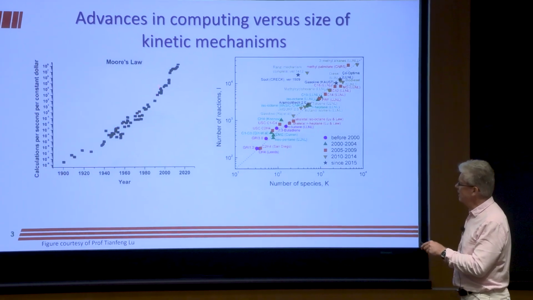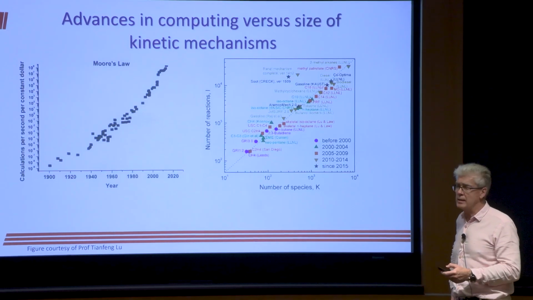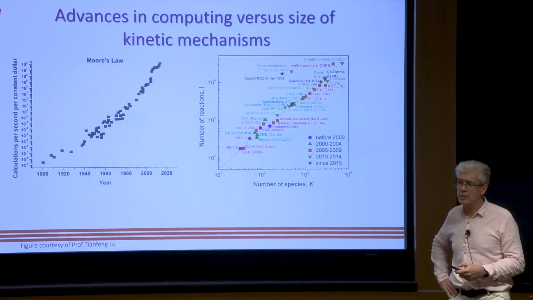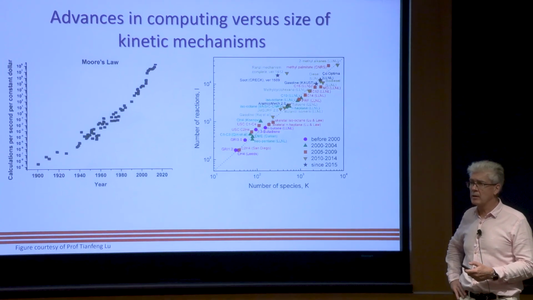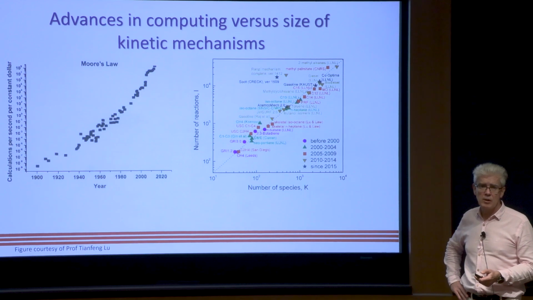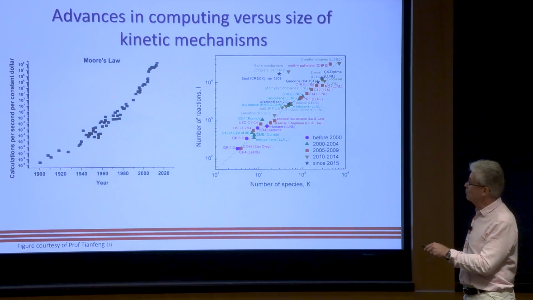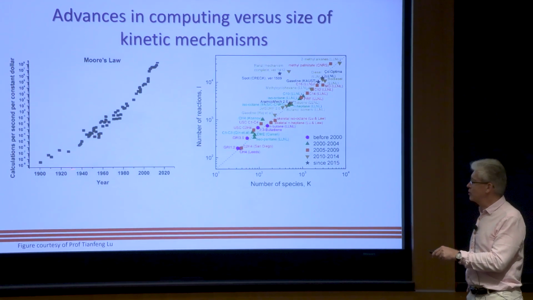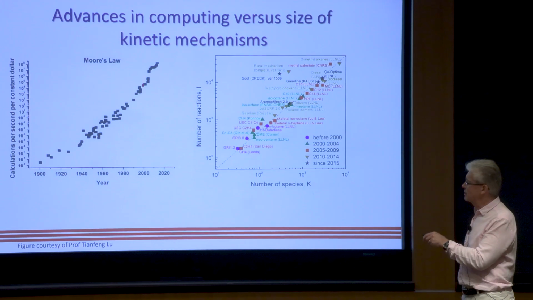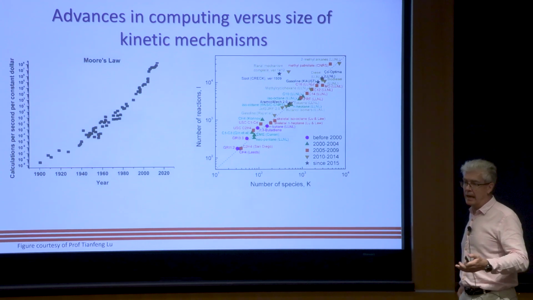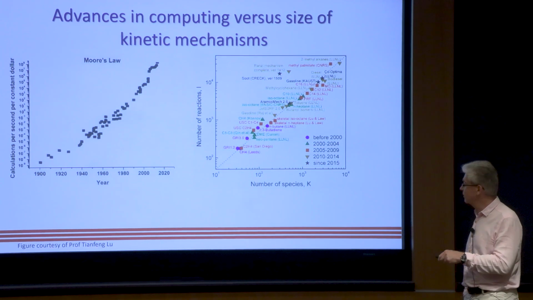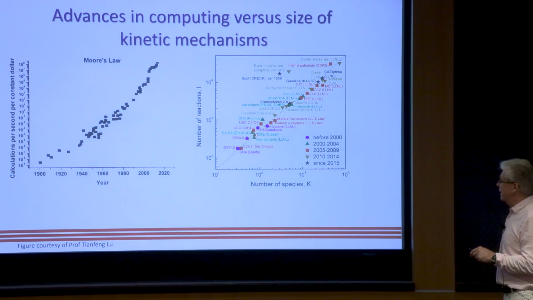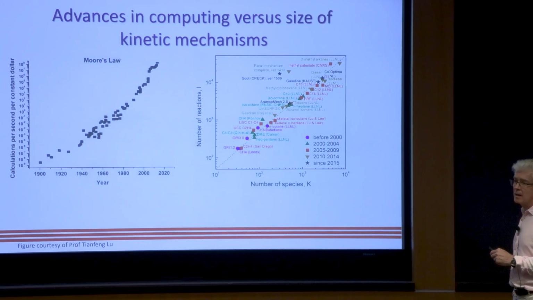You can see that there's an exponential increase in the calculations that can be performed per dollar with time. And this is Moore's law. What he said was that there'll be an exponential increase in computing ability, ultimately. And that's reflected in the size of the mechanisms that were developed over the years. So there's a correlation between this plot here and this one here.